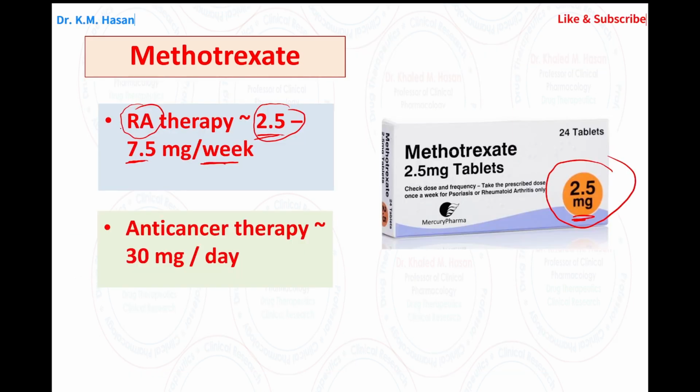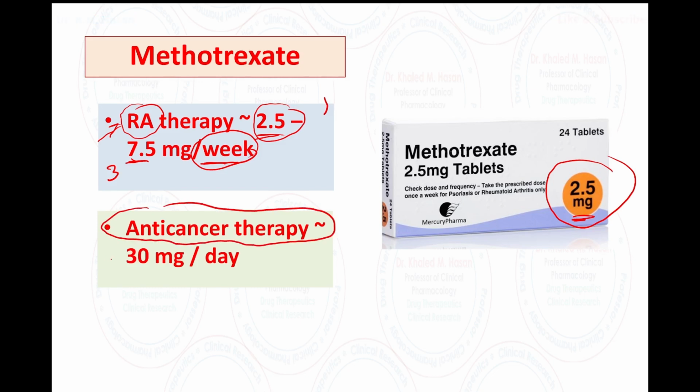Methotrexate for rheumatoid arthritis, we use methotrexate 2.5 milligram, and this will be maximized to 7.5 milligram. That means we start with one tablet, and sometimes we can take 3 tablets every week, so one tablet per week. However, when we need to use the methotrexate as anti-cancer therapy, roughly we start using high doses of methotrexate, 30 milligram per day. And you can see here, when we have different doses, we have different indications. So low dose, weekly use, we use it for rheumatoid arthritis. High dose, daily use, we use it for anti-cancer medication.